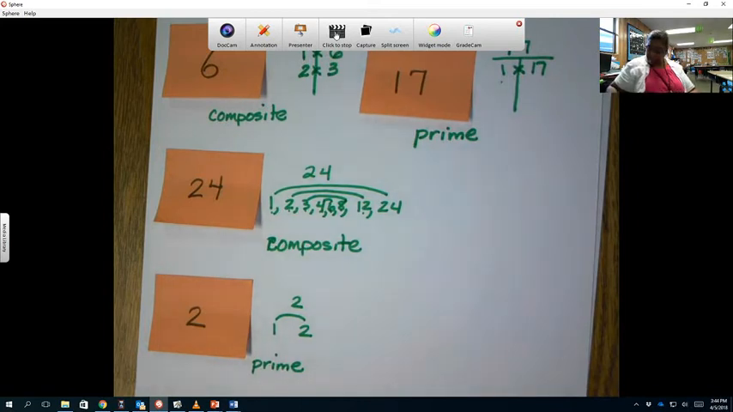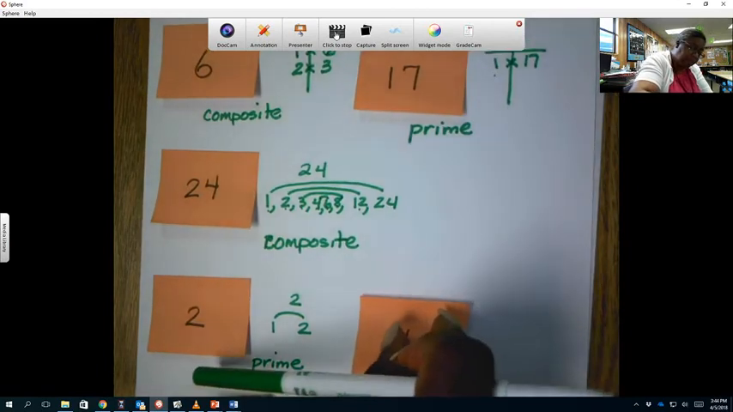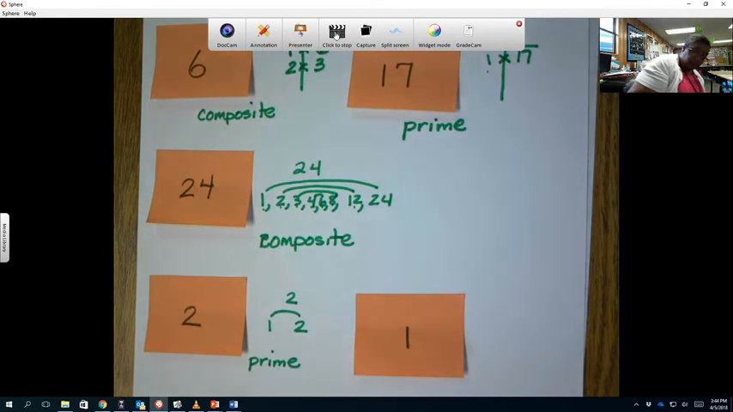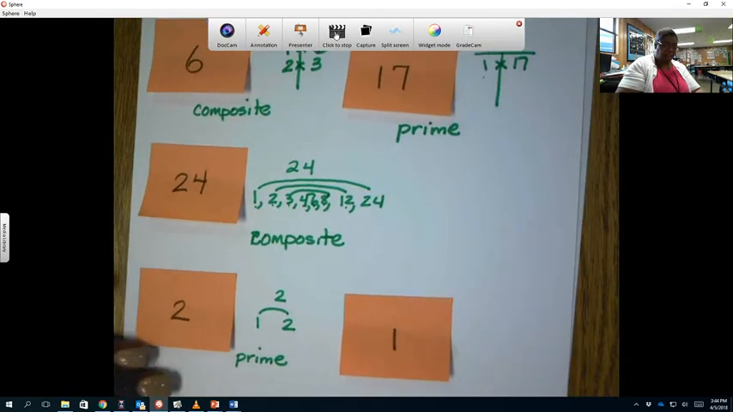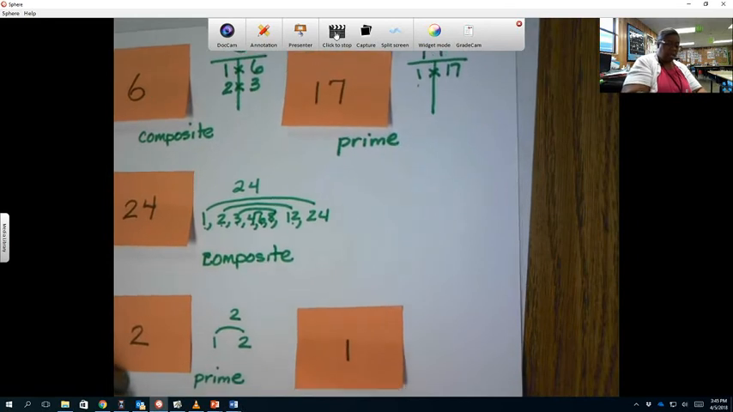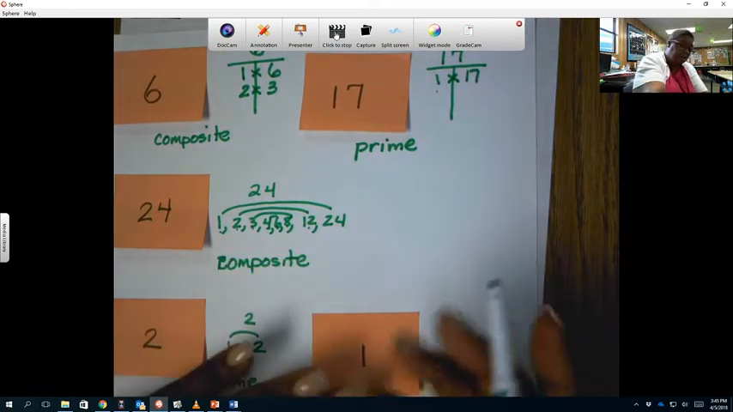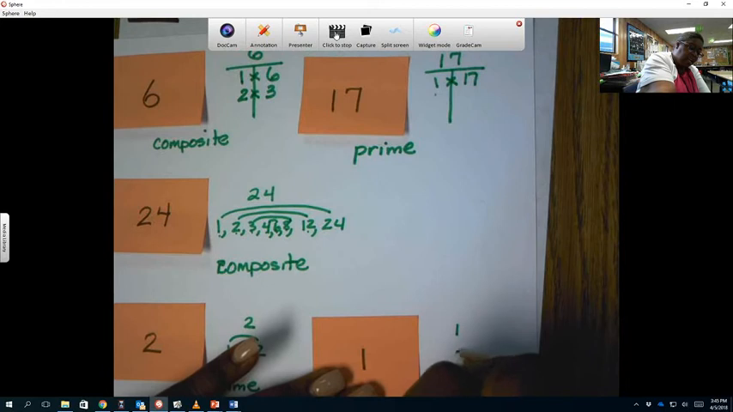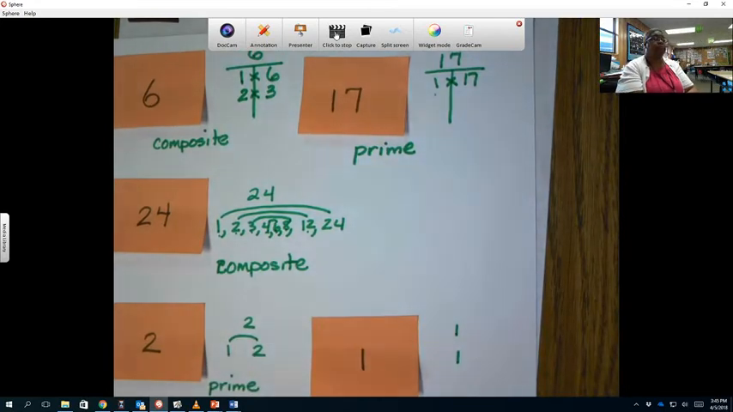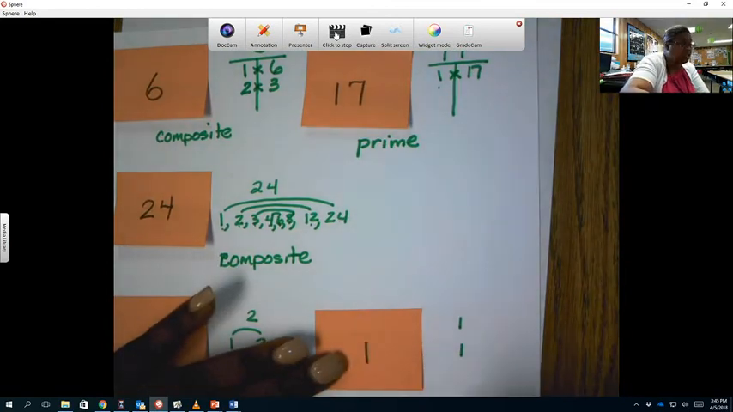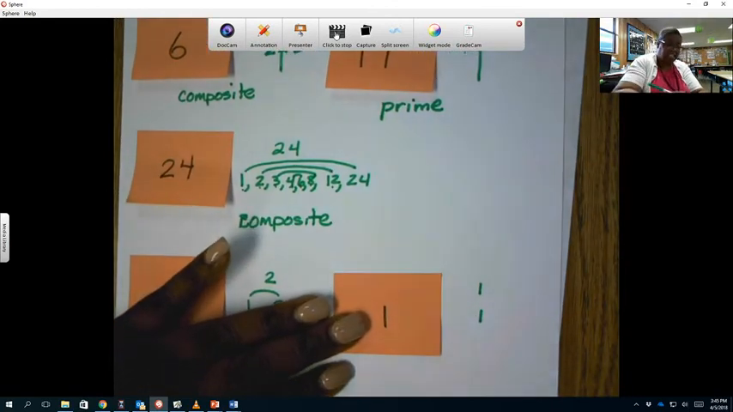Okay. What about the number 1? Most people would say, well, Ms. McDaniel, that's prime, of course. But again, remember the definition of a prime number. A prime number is a number with two factors, 1 and itself. So if I were to list the factors of 1, I would only put 1. That's only one factor. So therefore, it is not prime or composite. It is neither.